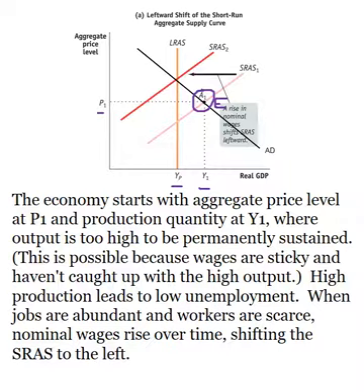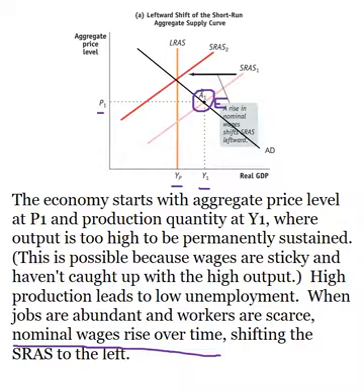So we have super high output at Y1. Wages should go up, but they haven't yet because they're sticky. High production leads to low unemployment. That means there's going to be lots of jobs and few people that you can hire for those jobs. So businesses are going to have to raise nominal wages to attract workers. Nominal wages are an SRAS shift.